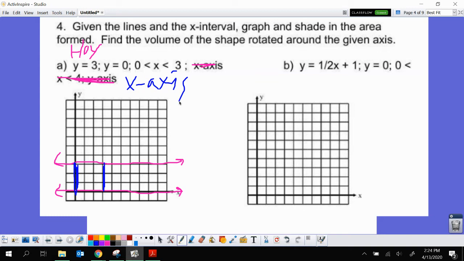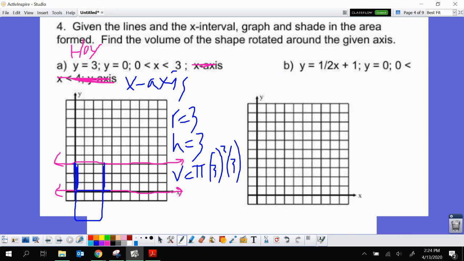So if we rotate this over the x-axis, it would look something like this. And again, when you rotate this rectangle, it's going to form a cylinder. So our radius here would be 3. Our height here is also 3. Okay, and then when we get the volume here, that would be pi 3 squared times 3, which would be 27 pi.